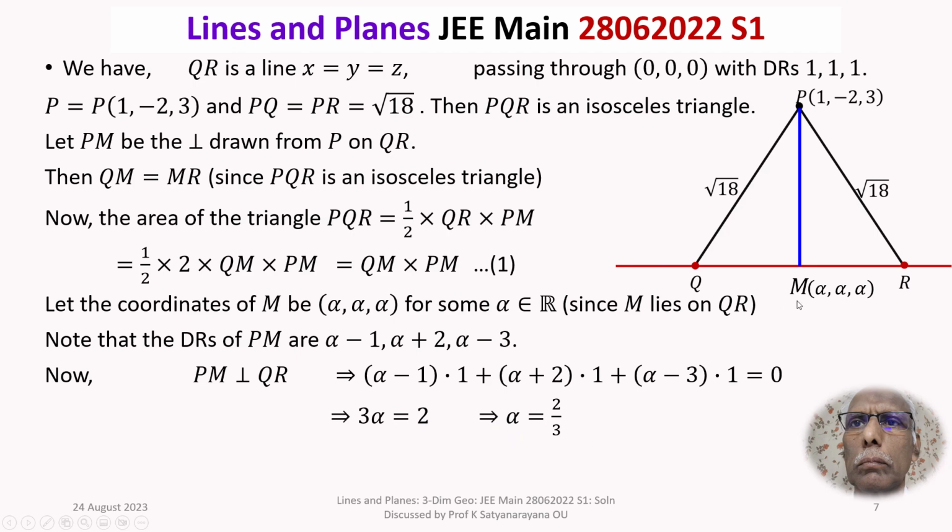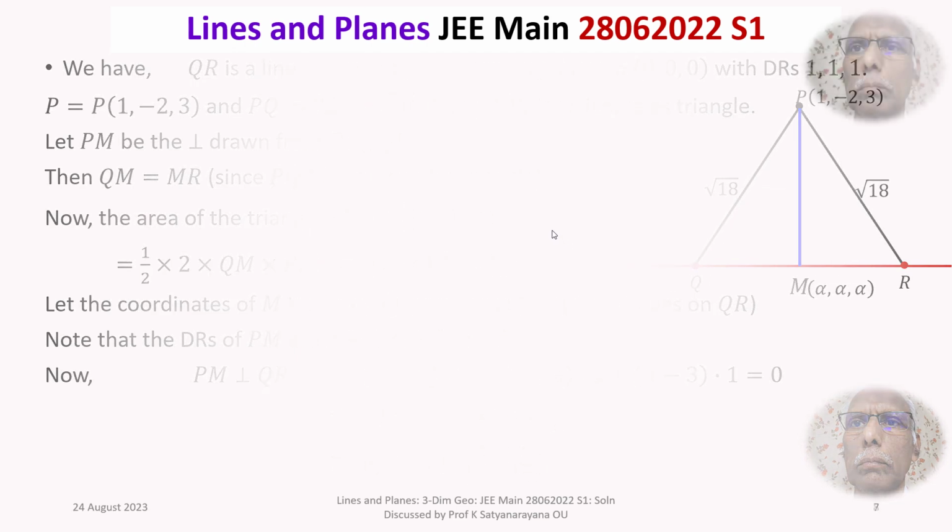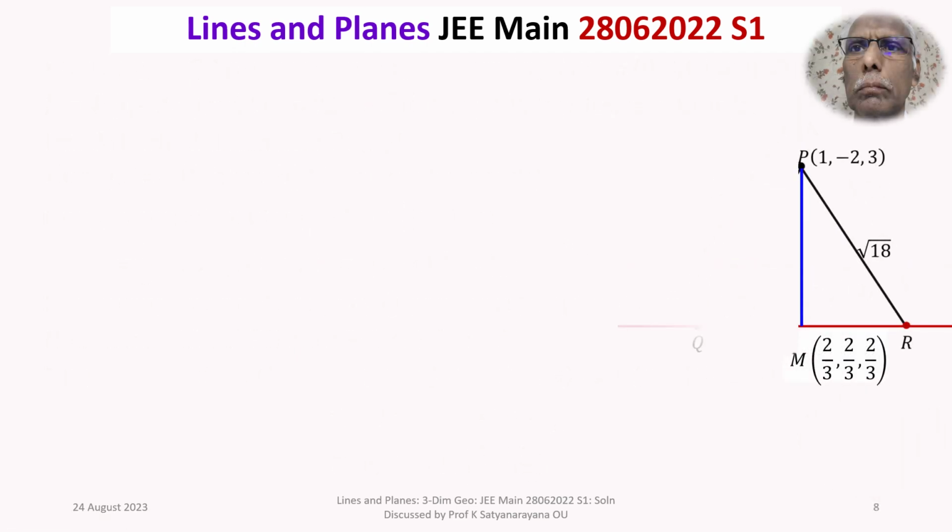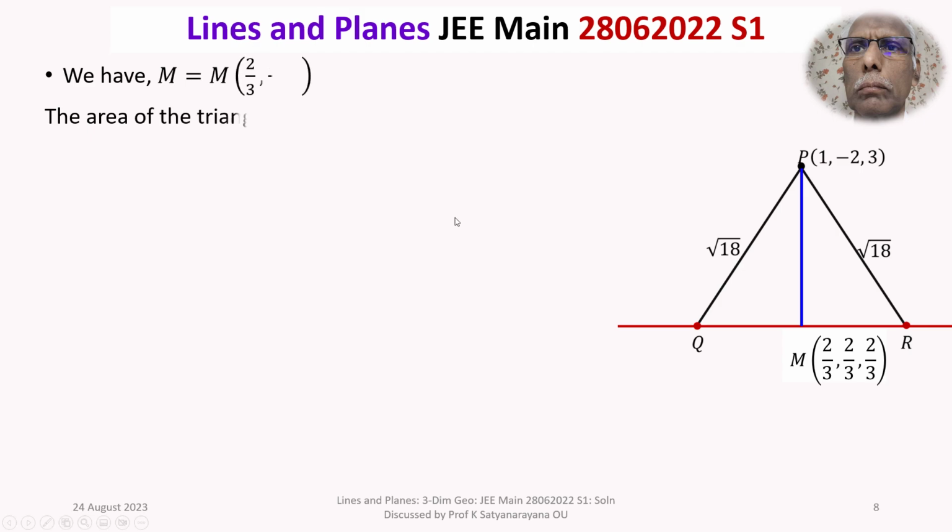So the coordinates of M, thus we got, that is M 2 by 3, 2 by 3, 2 by 3. Now it's easy. We can find out PM and QM and the area can be found. And that we do in the next slide. Now the coordinates of P are known, the coordinates of M are known.